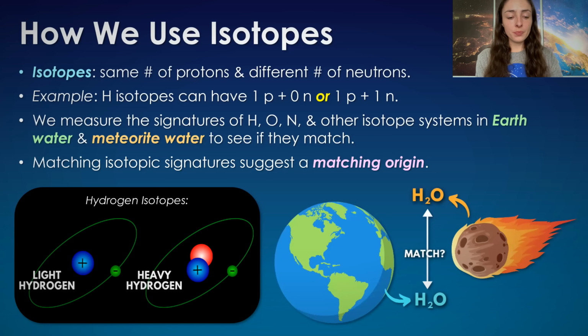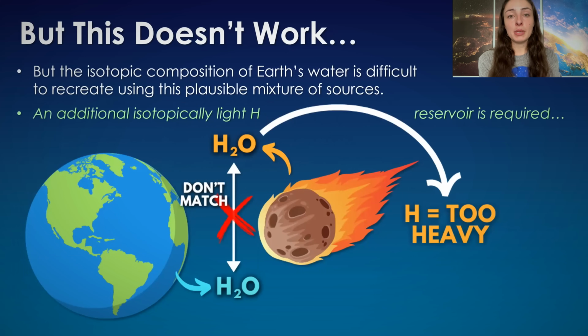So if we look back at the scenario that I mentioned earlier, the asteroids from the asteroid belt have water that has hydrogen that's relatively too heavy, so too much deuterium relative to regular hydrogen, compared to Earth's water, which contains relatively lighter hydrogen. In other words, relatively lower deuterium to regular hydrogen ratios.